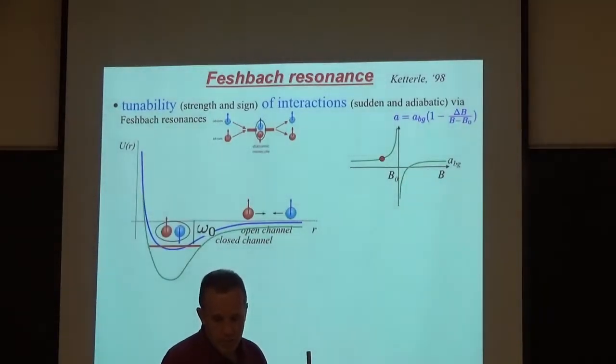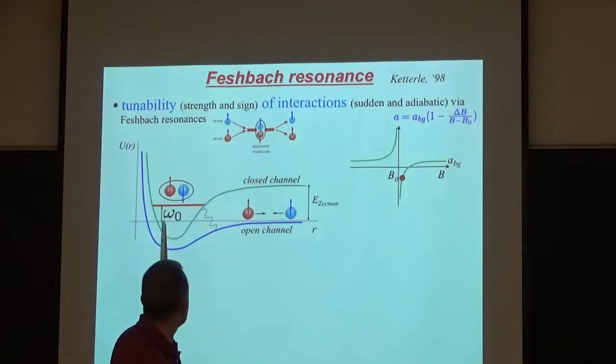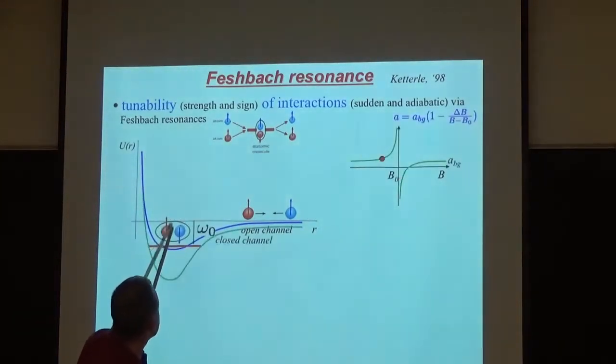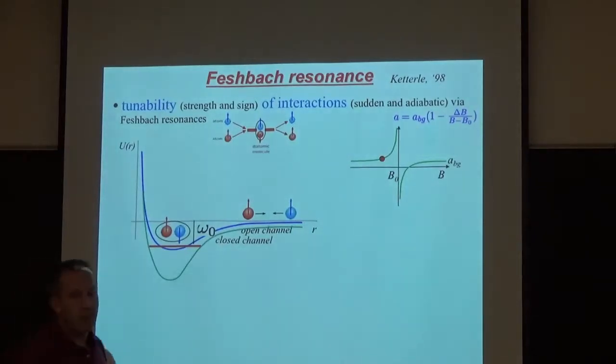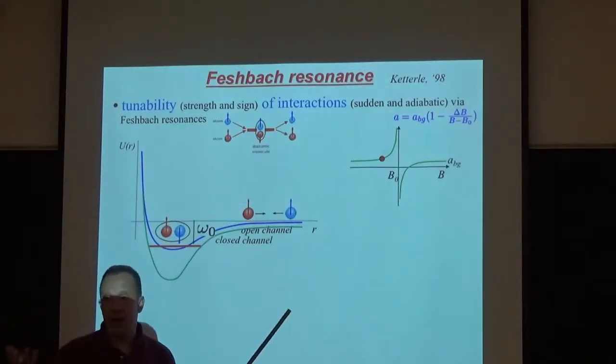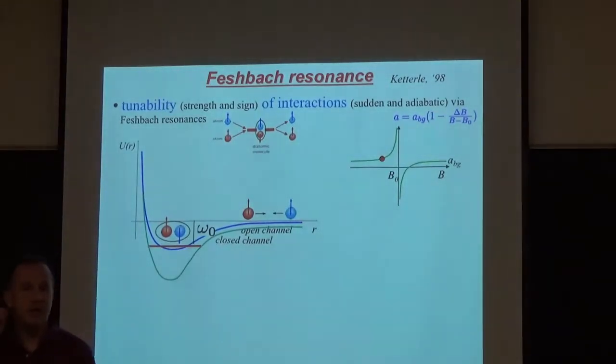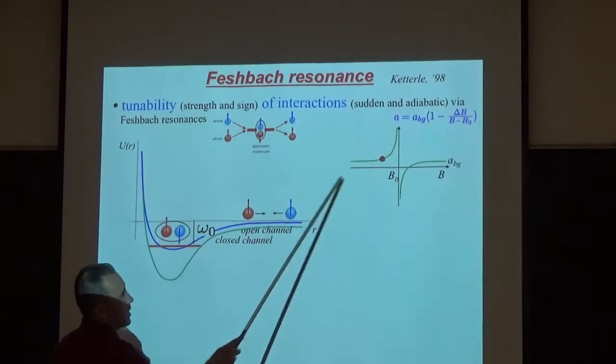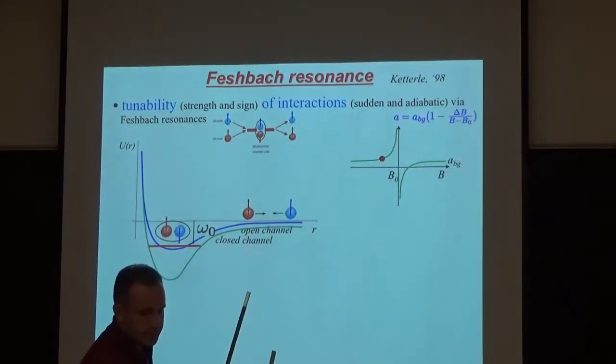Okay. So by tuning the magnetic field, I can bring this level down below and make it a true bound state. And at that point, whenever you have a bound state formation, the scattering length changes sign. And so now I can go to a large positive scattering length. I can tune it beyond that.